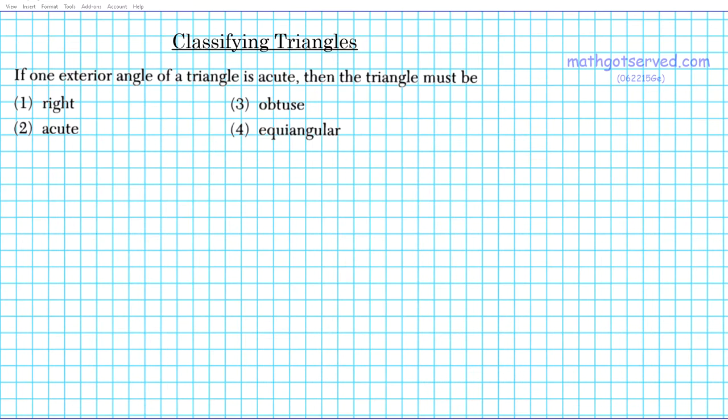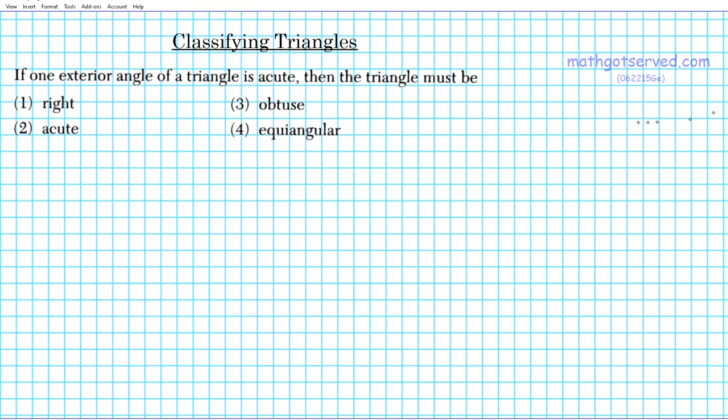In this clip, we're going to be going over how to classify triangles. The question reads, if one exterior angle of a triangle is acute, then the triangle must be, is it right, acute, obtuse, or equiangular? Alright, so let's go ahead and identify what the key component of each of these triangles are. So let's take a look at the first one.